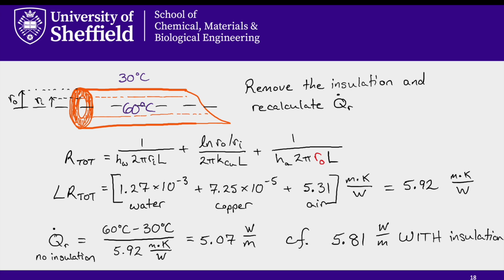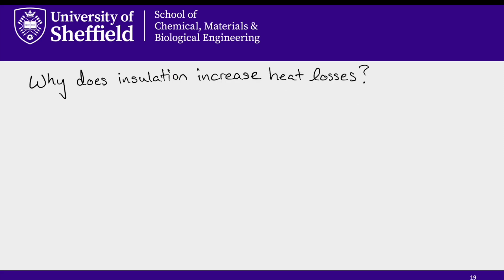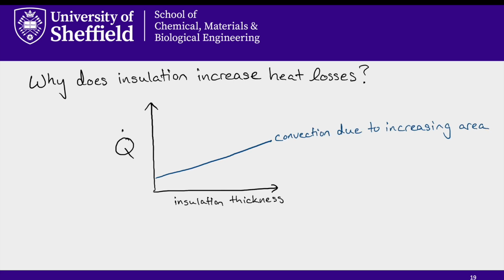It is absolutely correct. It's mathematically correct. It's physically correct. And to explore this phenomenon, we're going to introduce the idea of a critical radius of insulation. And anything below the critical radius is going to actually increase your heat losses. And basically this comes about because our heat losses due to convection increase as the insulation increases in thickness because there's just more surface area from which heat can be lost. And so we see that linear increase.